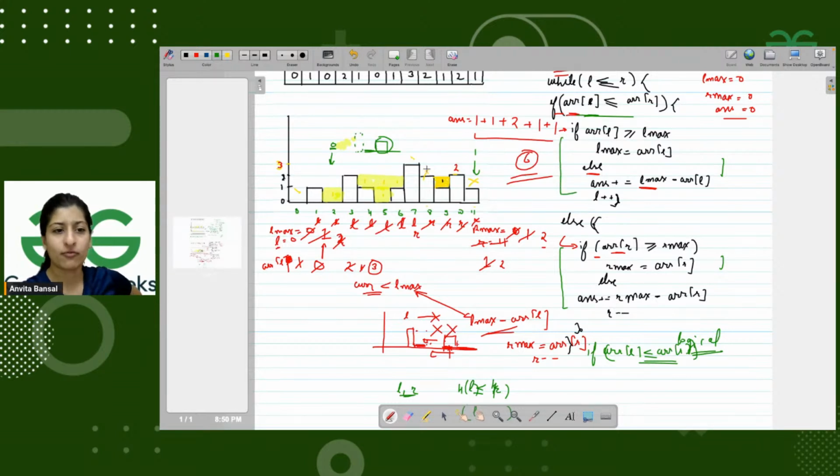Then I check, do I have some L max? It says yes, I have some L max which is greater than me. So if L max is greater than me, I can store some water, which is L max, because that is greater, minus my own height. And if that was not the case, that means I cannot store any water, just update the L max and go ahead. So these are your two if else conditions, whatever the case is.